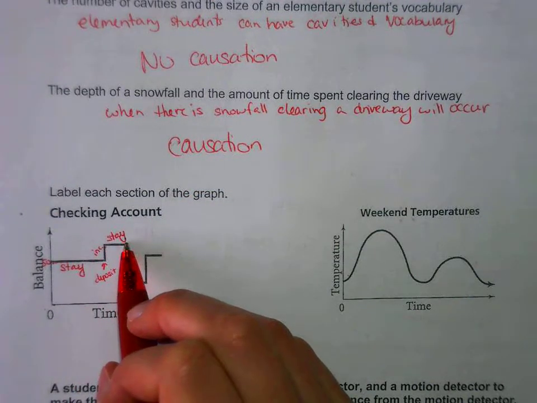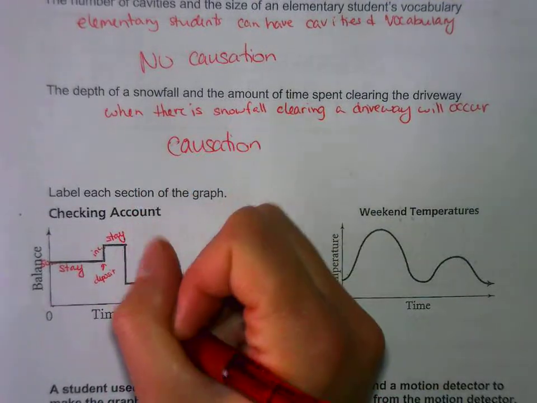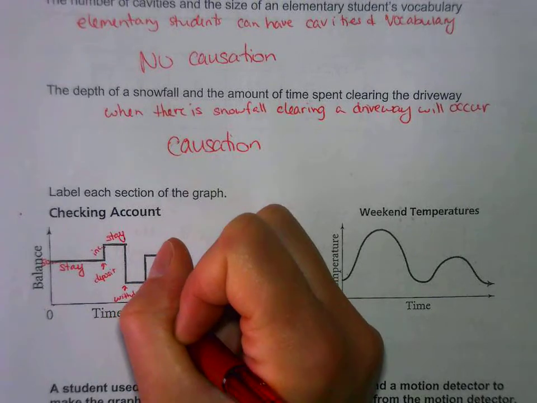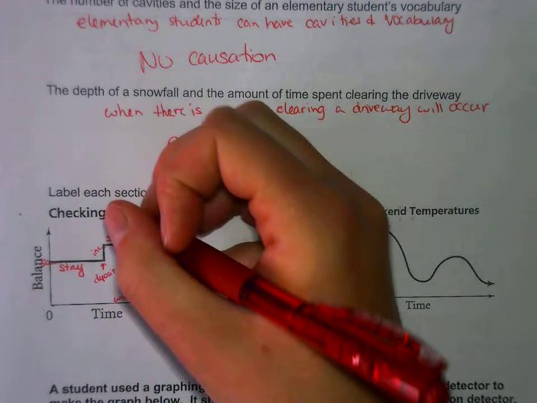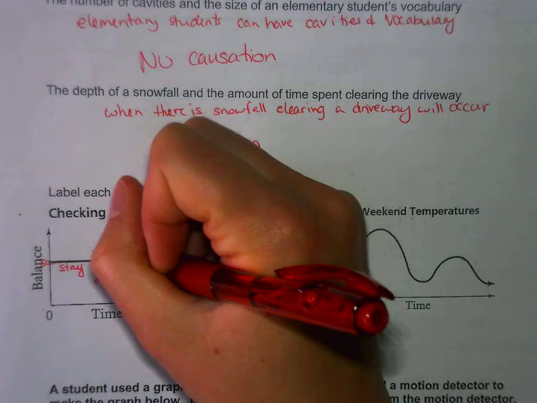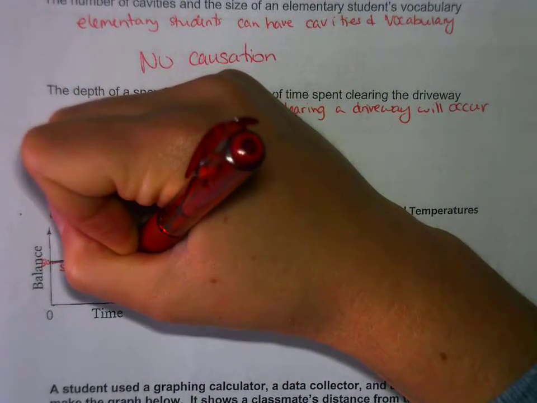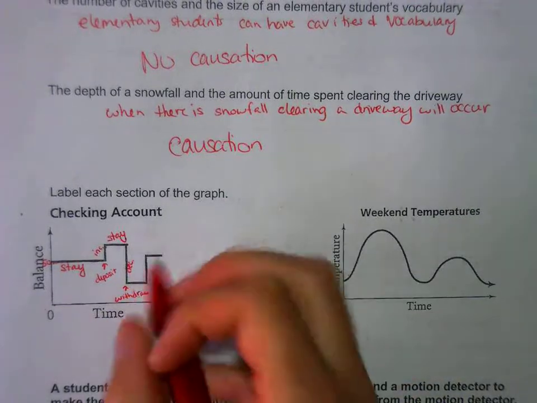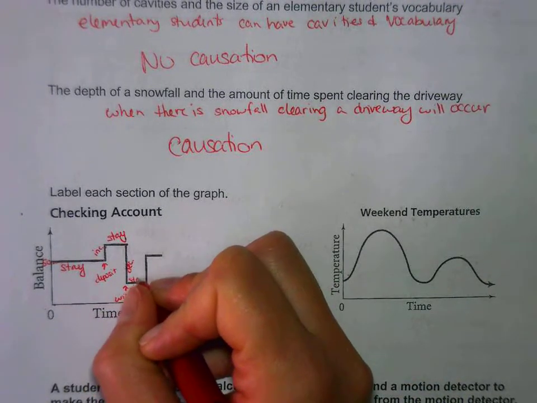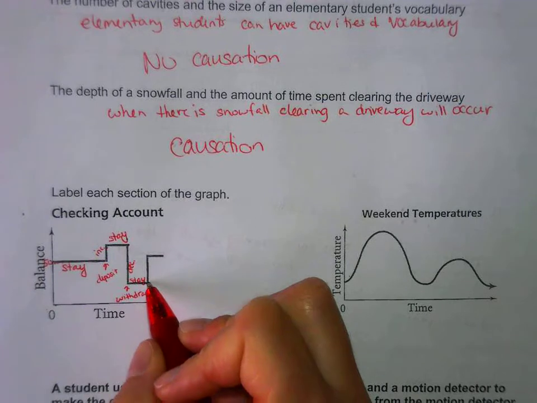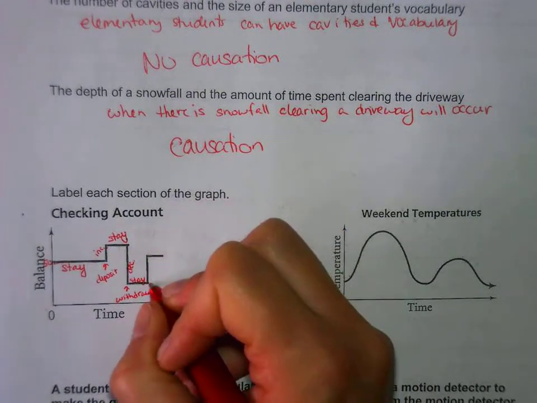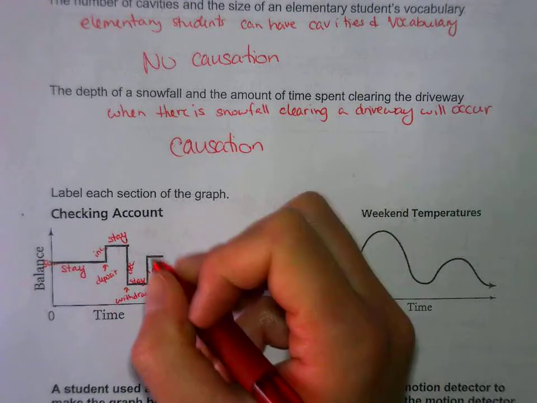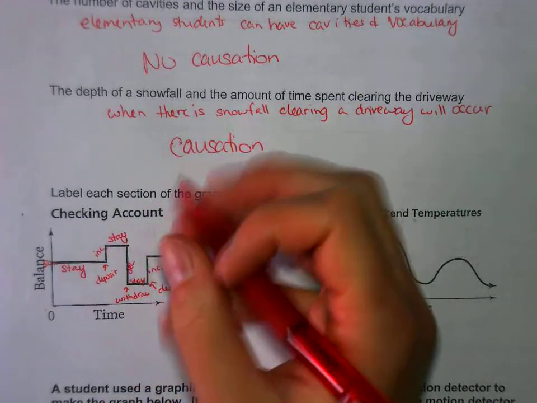But then right at this point right here, we're going to withdraw some money, which means we are decreasing how much we have at that time. So decrease. After that, it's going to stay the same because again, some time passes and we don't touch our checking account. Again, right here, we're going to deposit some money. So that means we're increasing how much is back in. And then we're going to stay the same.